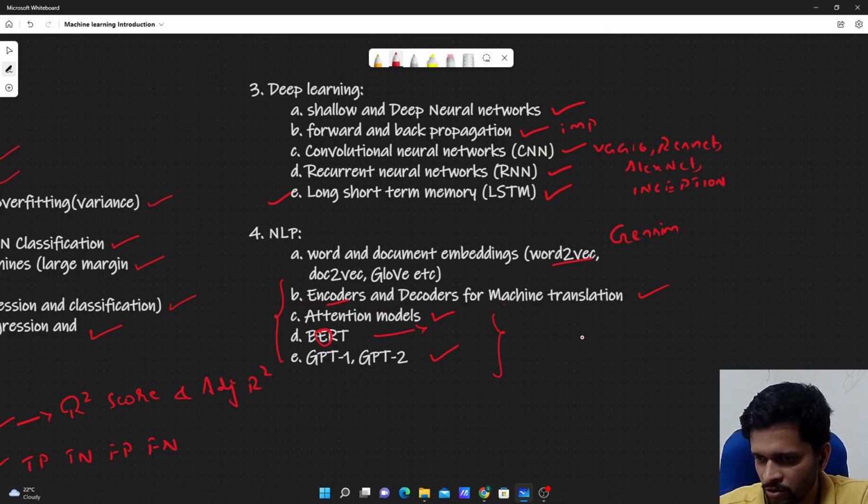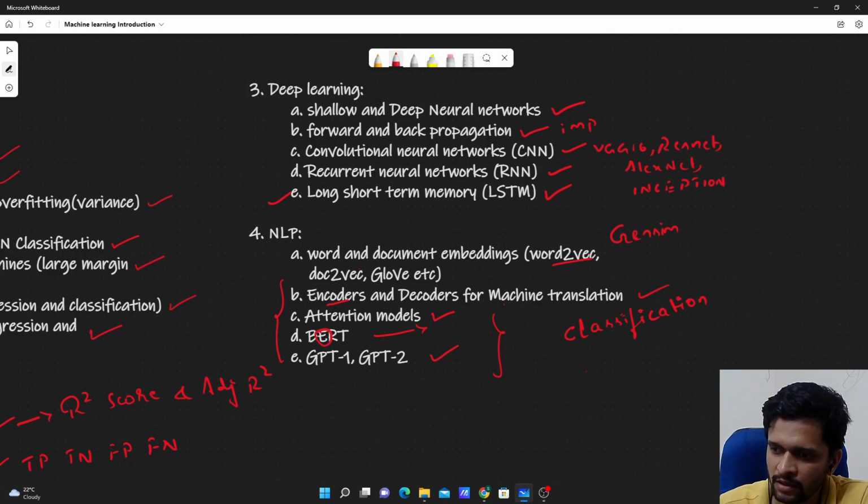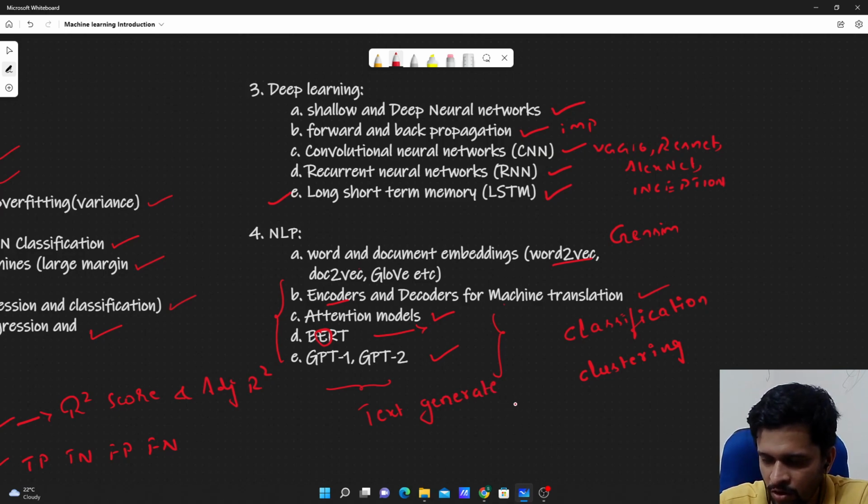In this also we will talk mainly about classification of the documents. Classification and clustering. With respect to text, these are the main things. Then with respect to GPT, I will talk about text generation. How we can generate some text or how we can summarize our whole document. All those things I will be talking about in the NLP set of videos.